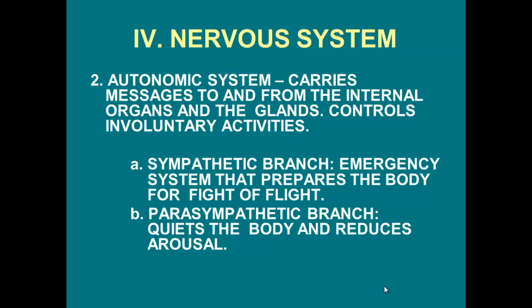The sympathetic branch of the autonomic nervous system is the emergency system that prepares the body for fight or flight. Get that? Automatically, your brain goes, oh my God, it's dangerous, something's going on. And you don't even think about it. Messages go out to prepare your body to fight or to flee.